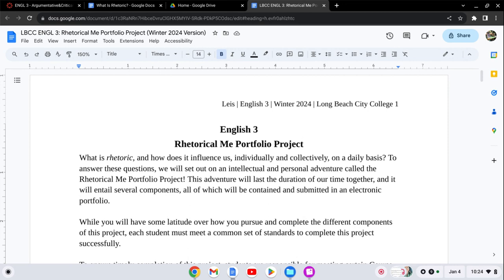So remember, we're not writing individual, separate, distinct, disconnected essays like we might in a normal English course. This project is all one overall project, but it has different components to it. There are different elements to it, and we'll be writing drafts of these different elements where I'll be providing feedback. You'll be using that feedback to revise those different components. And then by the end of the course, so at the end of our class, you'll be submitting everything in its final version as the Rhetorical Me Portfolio Project.